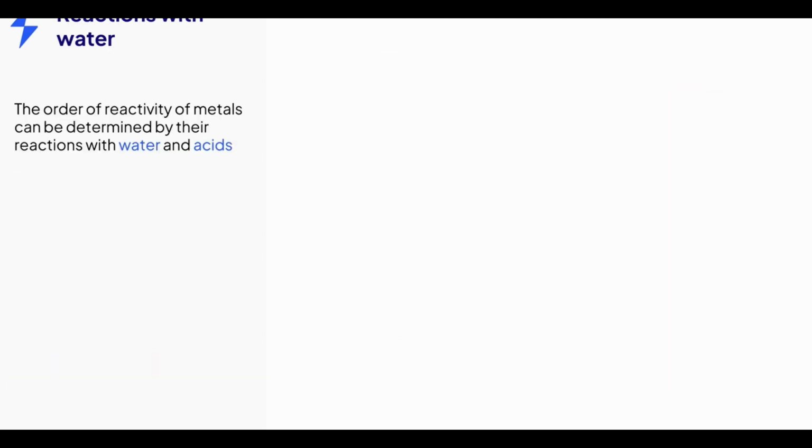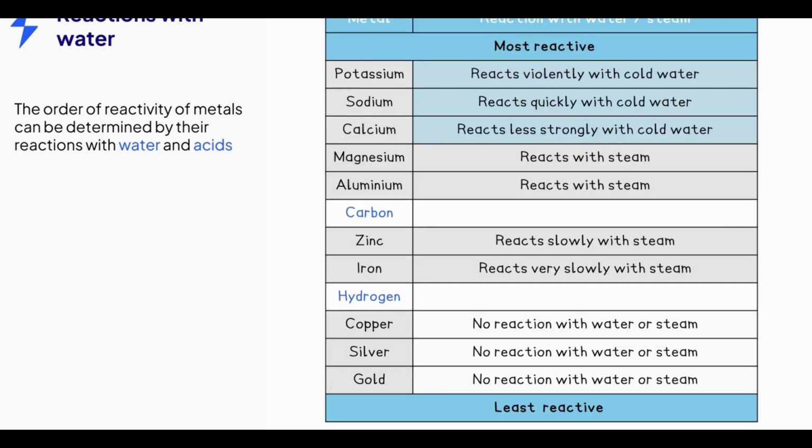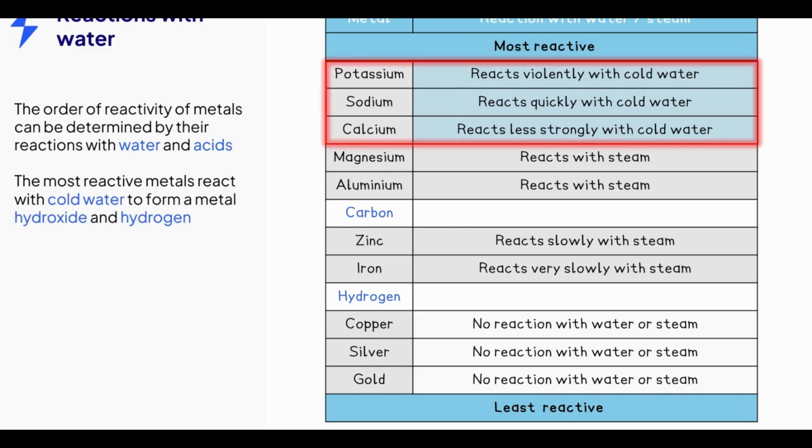The order of reactivity of metals can be determined by reactions with water and acids. Here are the reactions of metals with water. The most reactive metals will react readily with cold water, and the reactions become less vigorous as we go down the reactivity series. For potassium, sodium and calcium, the reaction with water produces the metal hydroxide and hydrogen gas.